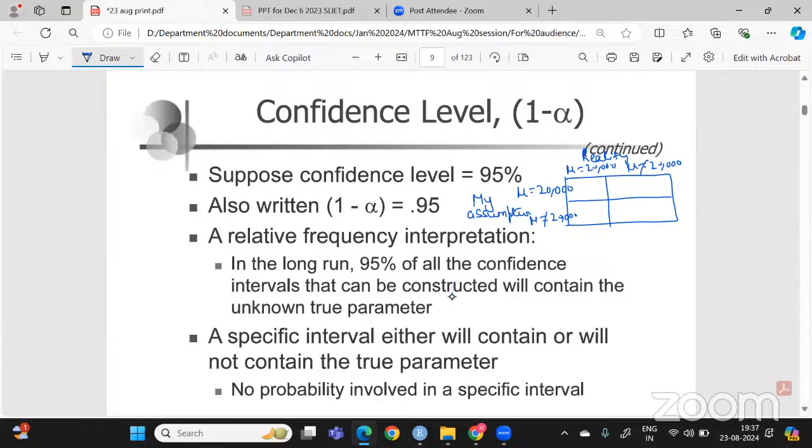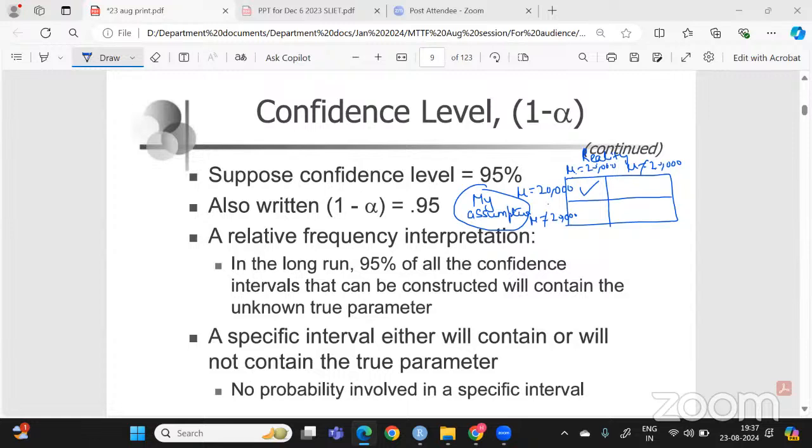My assumption is that the mean expenditure of the households living in the society is equal to 20,000. And on the reality basis, if it is actually 20,000, that means I am making a good statement. All of you agree with me? Yes or no? Okay, if you have covered it yesterday, then it is fine. I'm not going to repeat again.